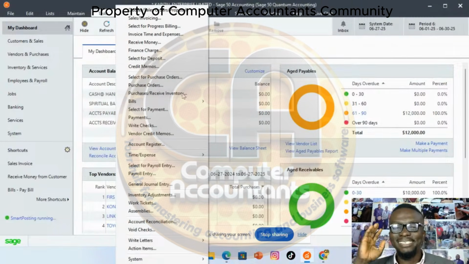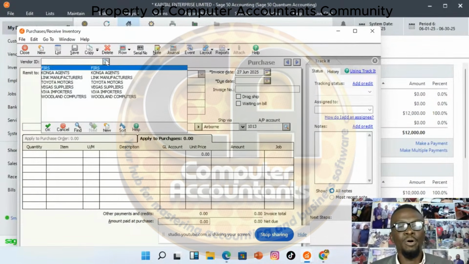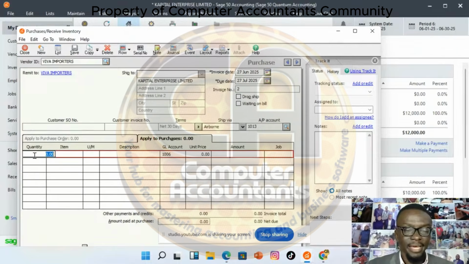And select the same place. It is an invoice-based transaction, so we are owing the supplier. So we go back to purchases/receive inventory. Call up the name of Viva Importers. So this will be the second invoice we are receiving from our suppliers. So quantity here is 20 red shoes, 20. The item we are buying is red shoes.